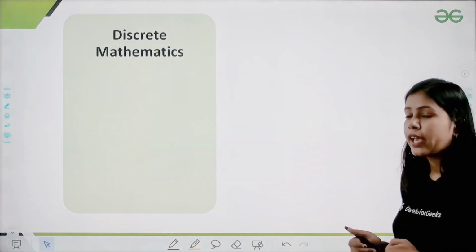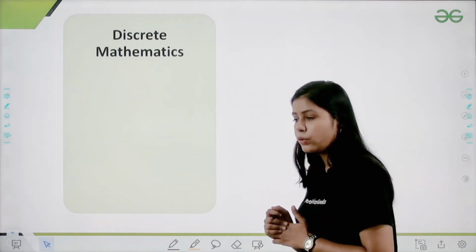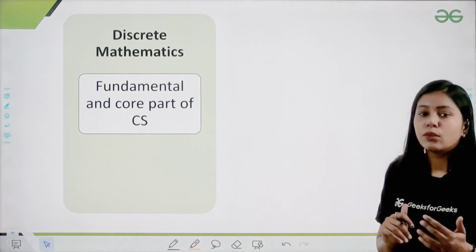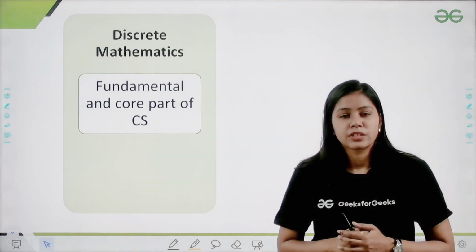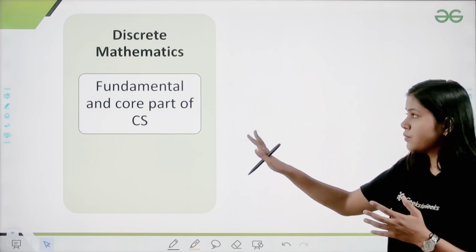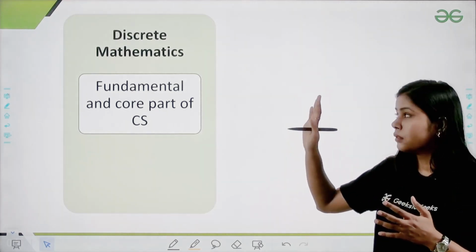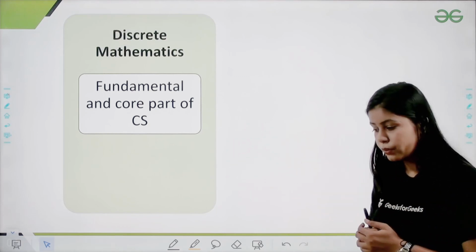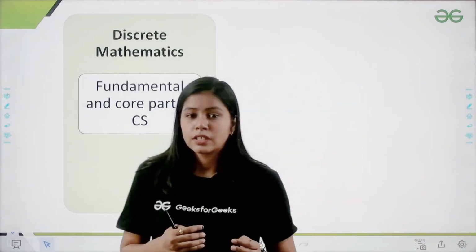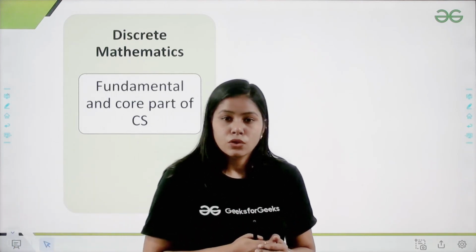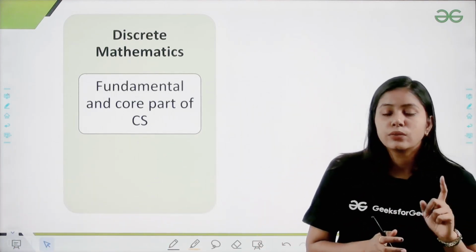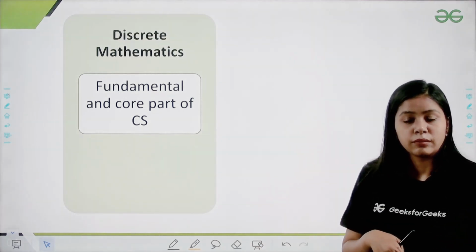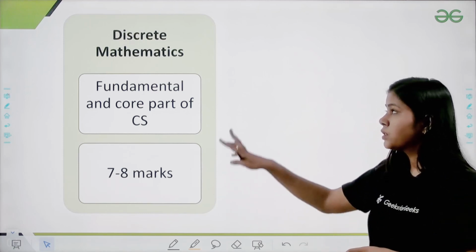Okay, so next we have discrete mathematics. I already told you discrete mathematics is important. It is basically the fundamental and core part of CS, the core part of computer science. So you have to understand this subject very well, because it is going to help you in almost all other subjects, and we had lots of questions from discrete mathematics in 2022 which are also related to algorithms, right? So it is around 7 to 8 marks.